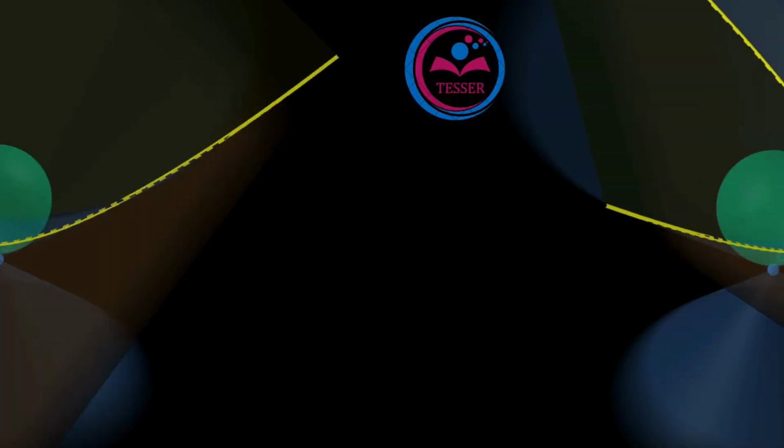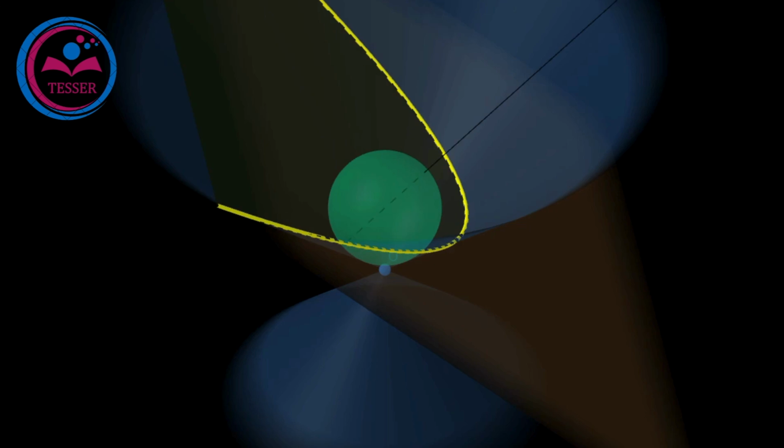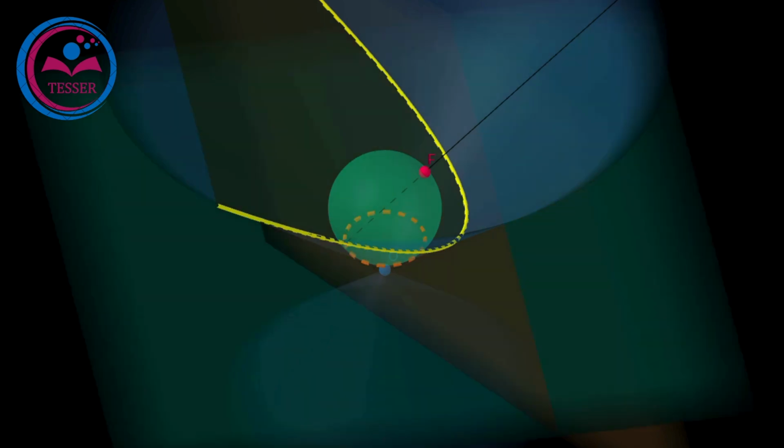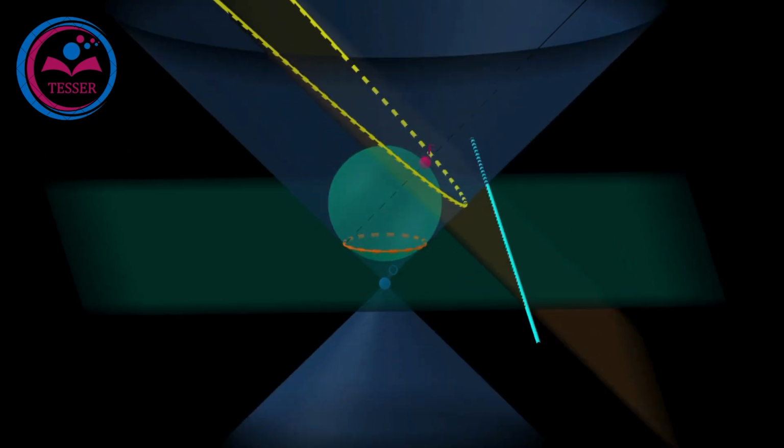Where this sphere touches our cutting plane gives us our focus, point F. Where the sphere touches the cone, it forms a perfect circle, the contact circle. And if we extend the plane of that circle to intersect our cutting plane, we get our line, the directrix.